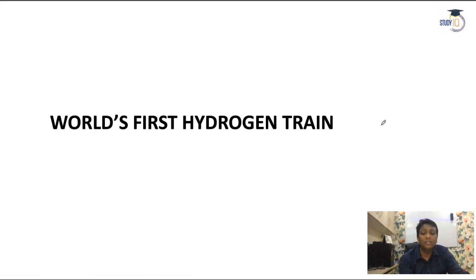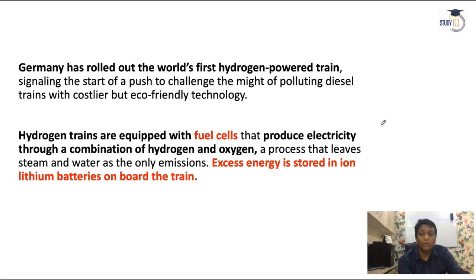Now see, guys, that was the news in the September month about the world's first hydrogen train. Which one is the world's first hydrogen train? You can see here, Germany has rolled out the world's first hydrogen powered train. And see, what is the hydrogen powered train? See, guys, one of the topics I've discussed in my energy chapter. Even in the pen drive, even in the book, everywhere this discussion is there, and the discussion is the fuel cell.